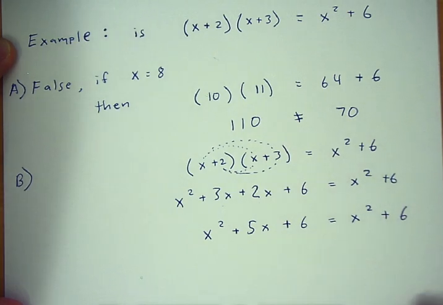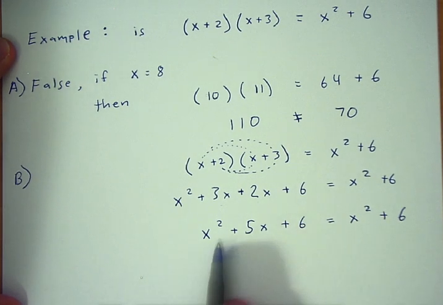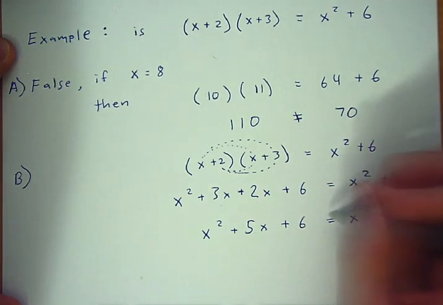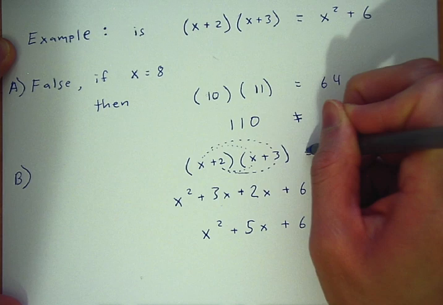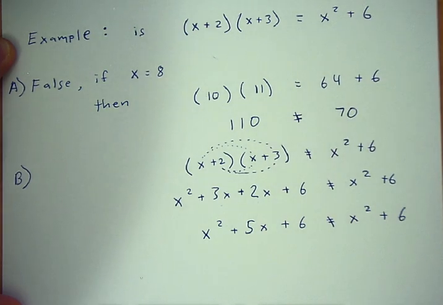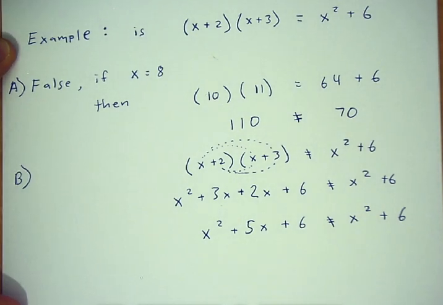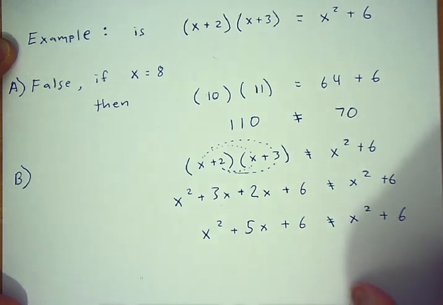Obviously, these two are not equal to each other. This one has a 5x, this one does not. So since this one's not equal, therefore this one's not equal, and my first original statement is also not equal. So this would be using math manipulation to show that it is false. Pause video, take notes as you would like. Hit play when you're ready.